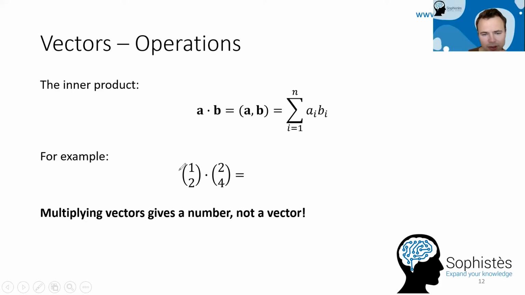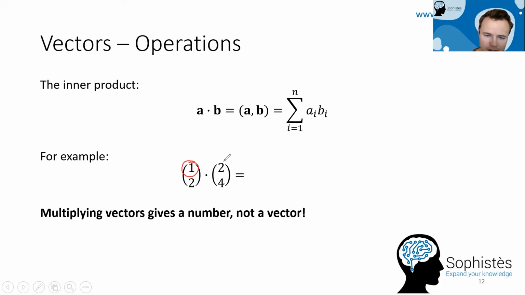It works as follows. If you take the inner product, you don't get a new vector out of it. You will simply get a number out of it. And that's what's really strange with vectors, that if you multiply them or take the inner product, you get a number and not a new vector.